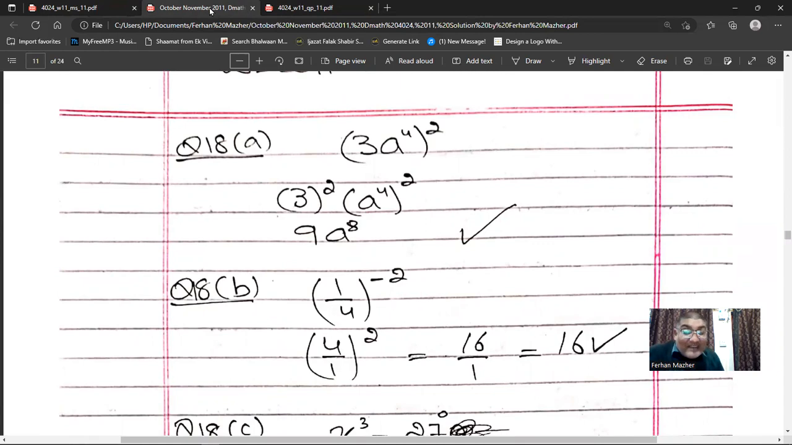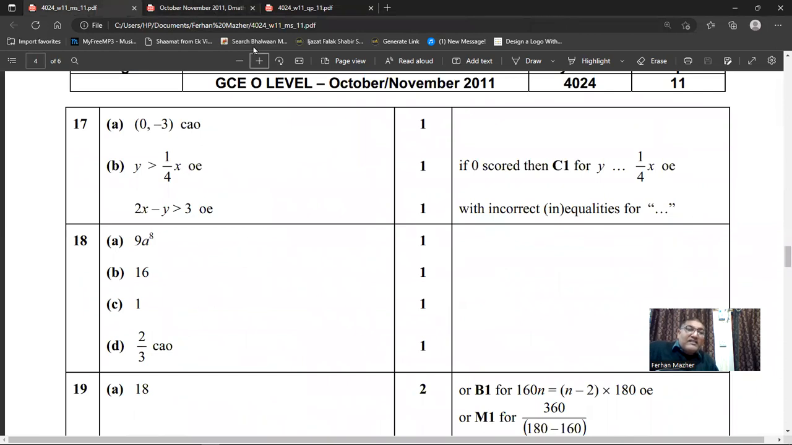So you will have 9 into a raised to power 8. The power of the power multiplies. So this 4 and this 2 will multiply. So this will become 8. So 9a raised to power 8. So that's the answer.